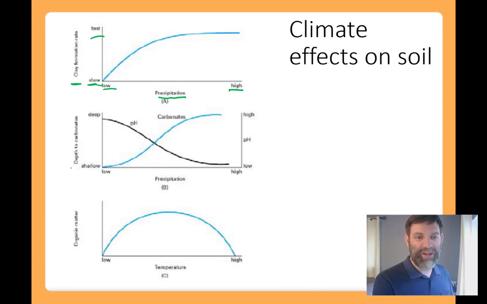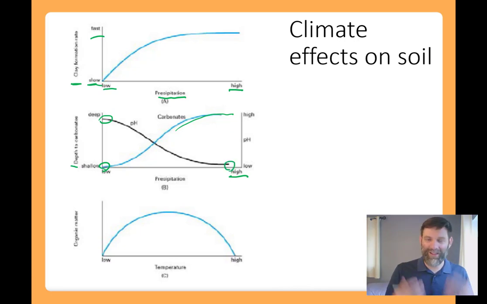Next chart, depth to carbonates. Water dissolves carbonates and pushes them down the profile. So if we have high precipitation, we expect the carbonates to be deep, pushed down far into the soil. The black line here is for pH, and it's kind of the inverse of carbonates. Carbonates produce higher pH soils, and so if you have shallow carbonates near the surface, you expect a high pH. And if your carbonates have been washed very deep out of the profile, then you expect a lower pH. So more leaching, more acidic soils.